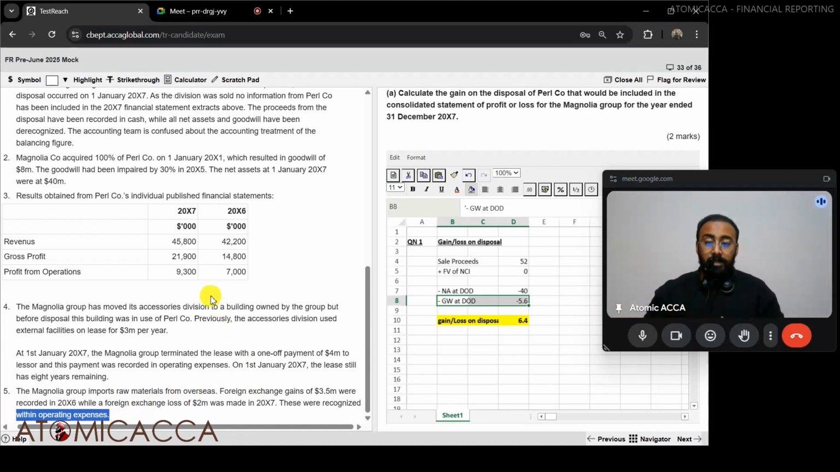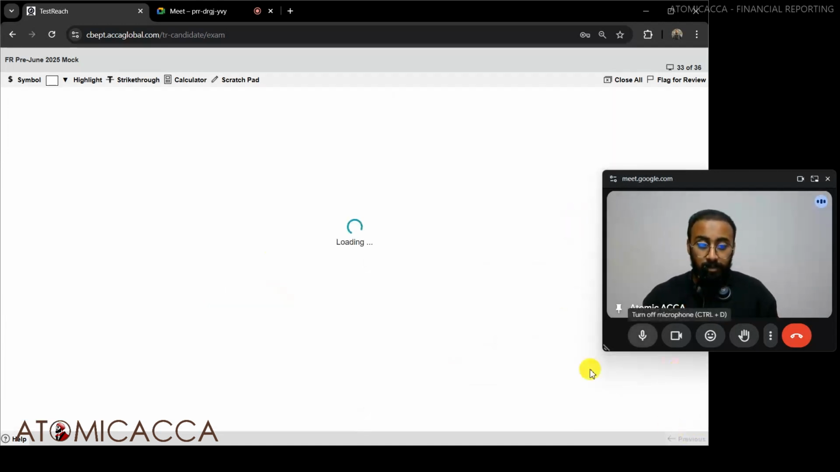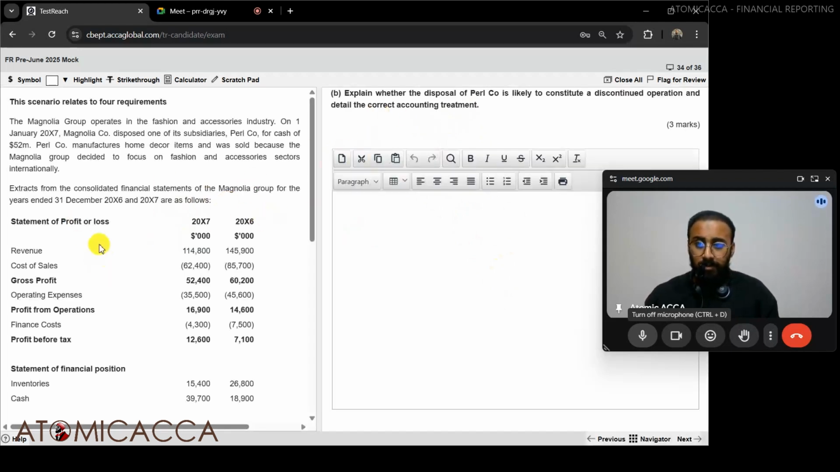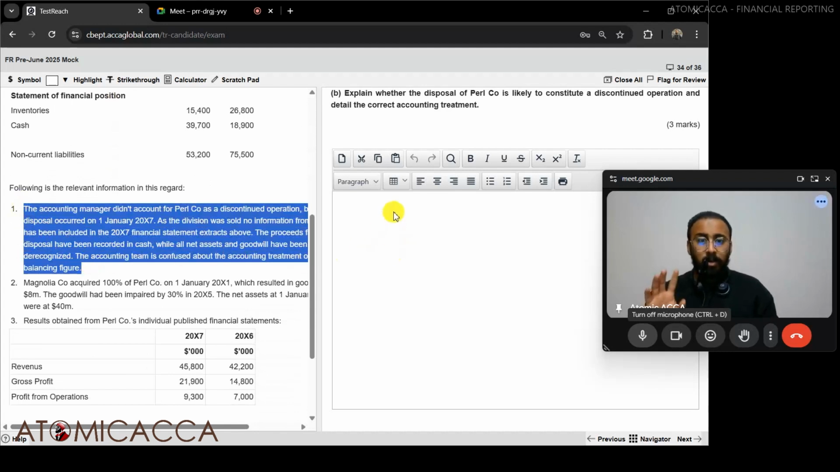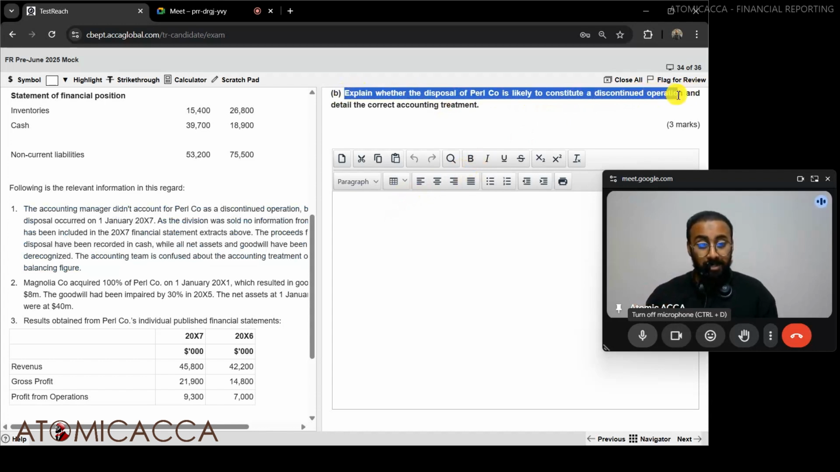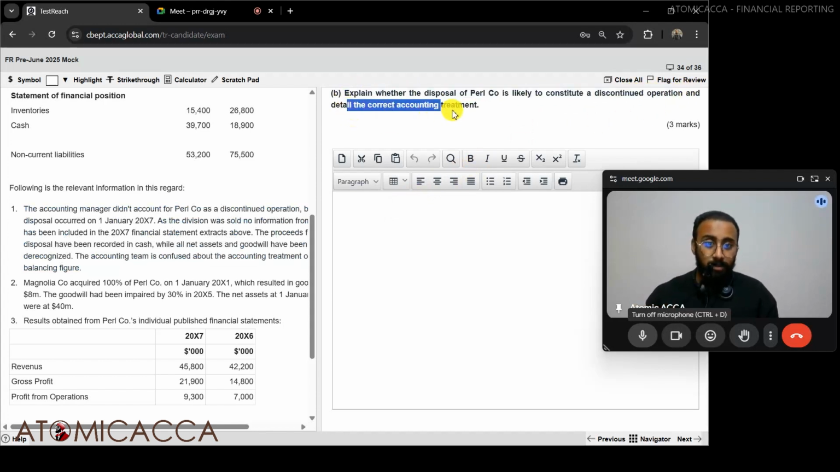All right. So now this question is done anyway. So we have to move to the next one. About discontinued operation was the next one, and we had only a discussion over here about discontinued operation. What were the two things we have to address over here? First thing, whether this is a discontinued operation or not. Second thing, what is the accounting treatment?